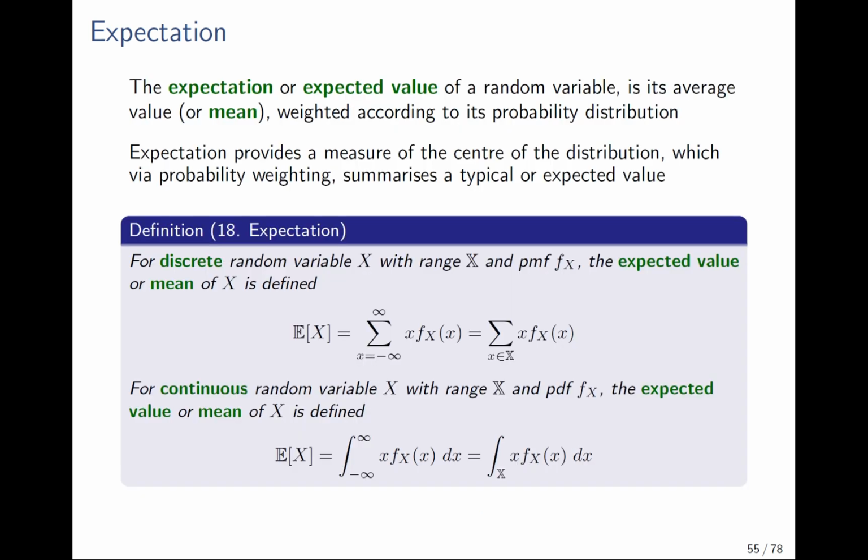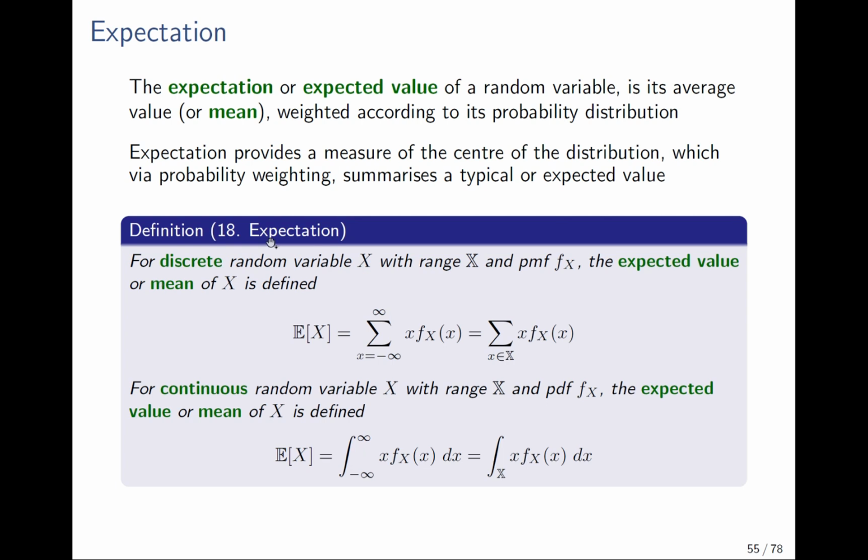Now, an expectation is a key concept in probability and statistics. You will know it as the mean. The expectation of a random variable, or its expected value, is the average value or mean weighted according to its probability distribution. So you can think of expectation as providing a measure of the centre of a distribution, which via probability weighting summarises a typical or expected value.